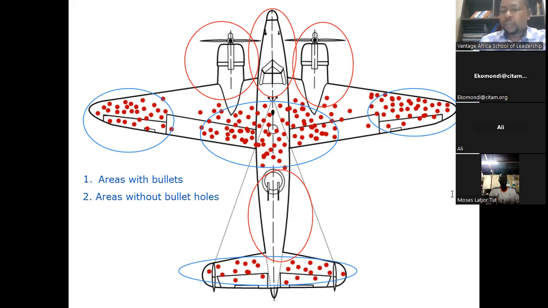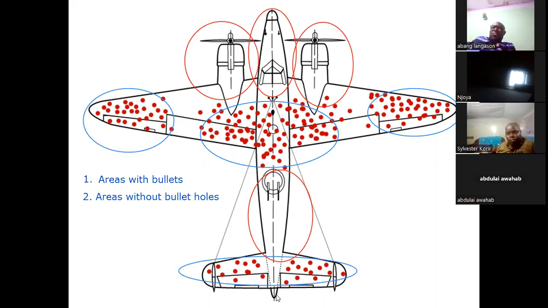If you're the advisor of the generals and you analyze the planes that are coming back after a raid, and you see the areas circled in blue are the ones that are most likely, you know, they're coming with a lot of bullet holes. But the areas circled in red, they don't have any bullet holes. So which area would you reinforce?